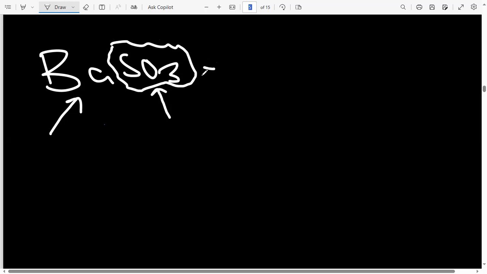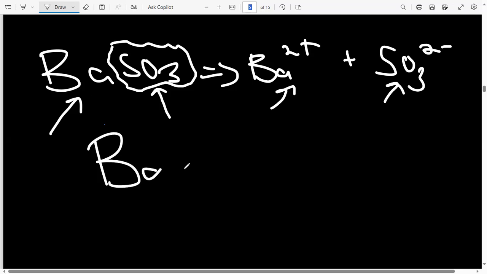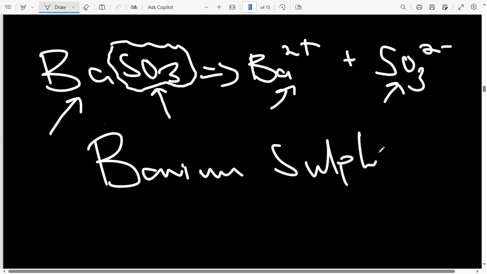If we break this formula into ions, it will be Ba2+ plus SO3 2-. You see that the 2- and the 2+ will cancel out to make this compound have a 0 charge, right? So now how do you name this? You just have to know the name of this metal. This is barium, and the name of this radical is sulfide. So the name of this will just be barium sulfide.